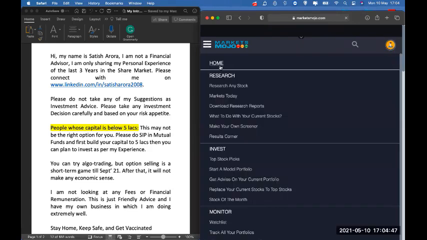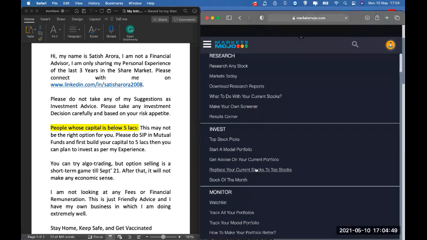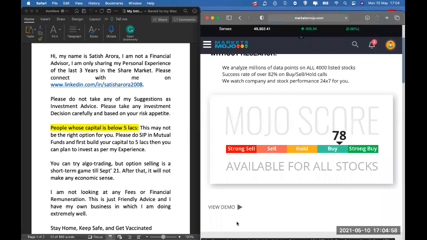So just to show you what I am talking about, Market Mojo has a feature called Start a Model Portfolio. Before that, I will just show you what my portfolio is doing.